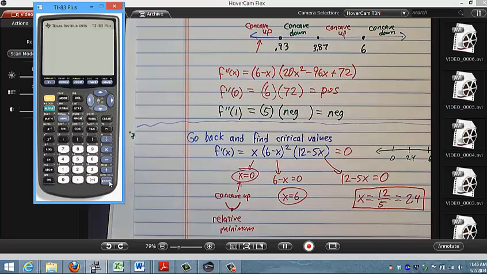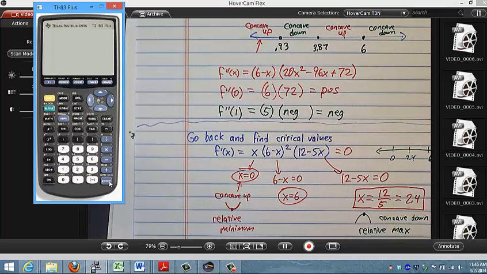What's the deal with 2.4? Concave down. So what does that tell me happens at x equals 2.4? We have a relative, what? Maximum.